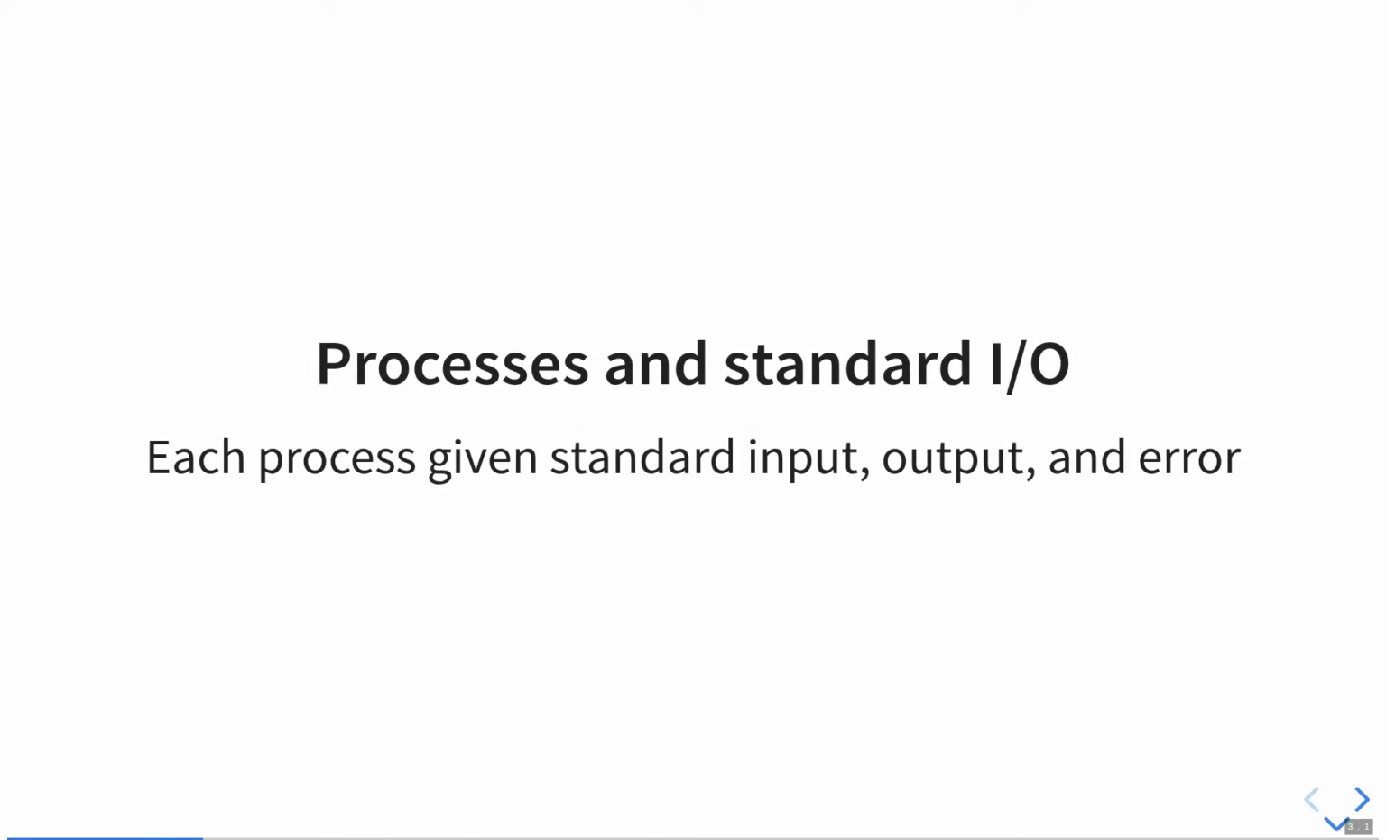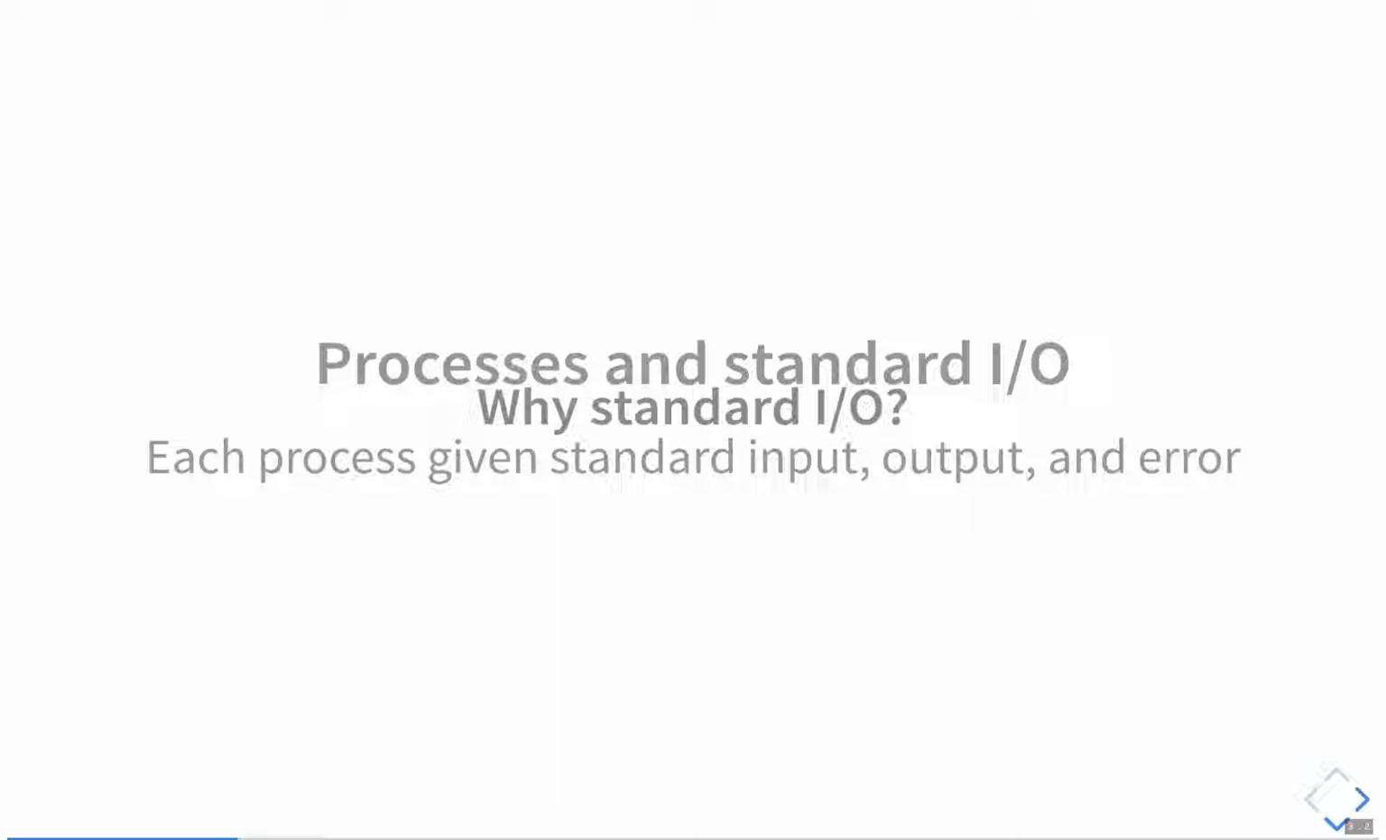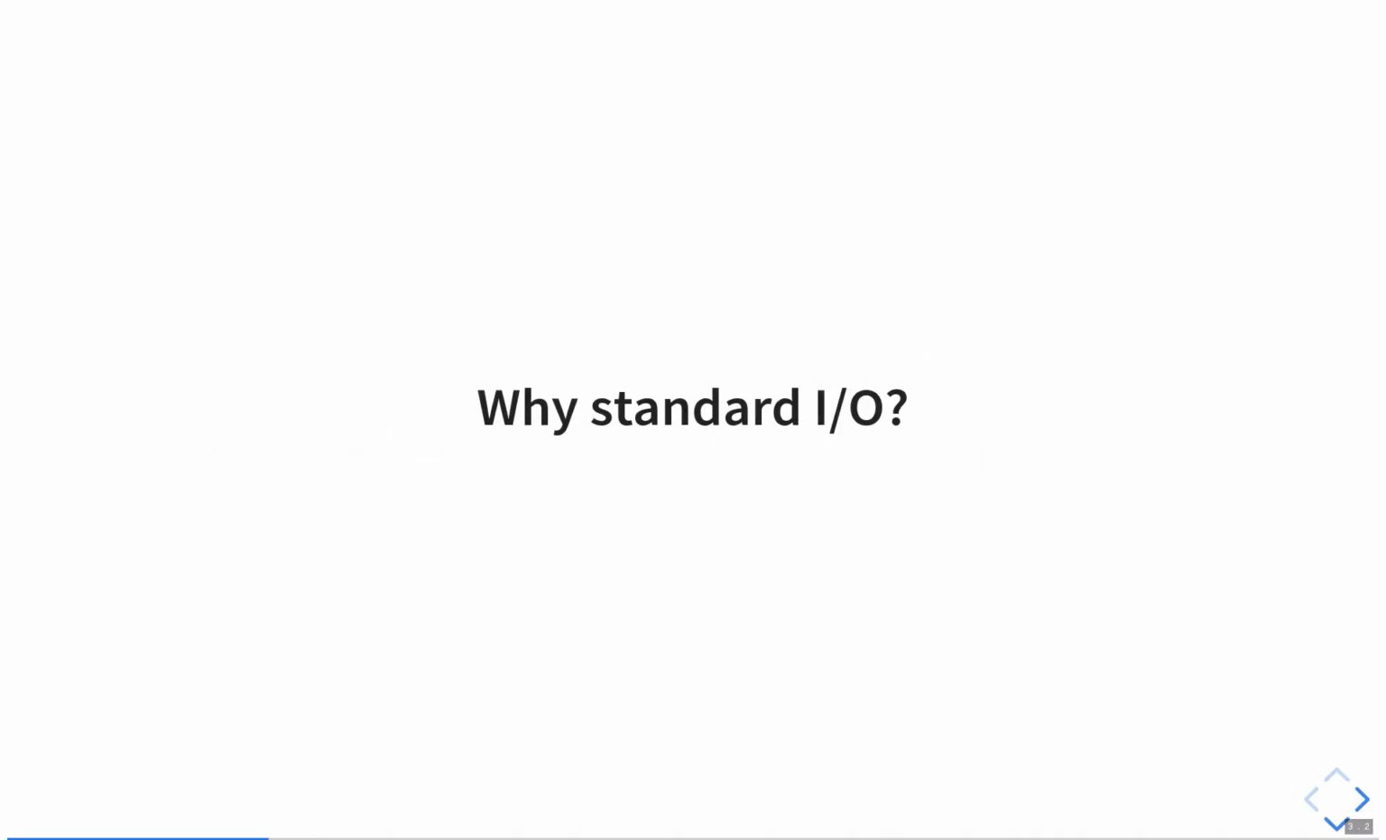Another thing to note about processes is that they have access to standard I/O: standard input, output, and error. This is another useful abstraction because it enables us to modify the inputs and outputs of a program without changing that program's source code. So if we have a C program, for instance, that prints hello world, we can redirect that C program from the shell to print to a file instead of to the terminal output without having to change the underlying C code.